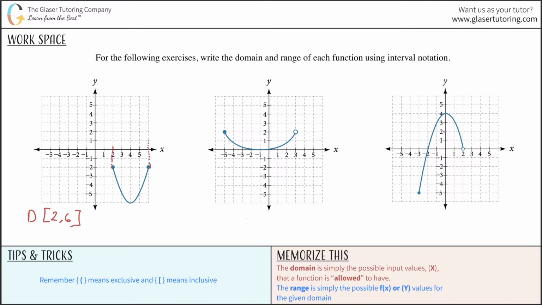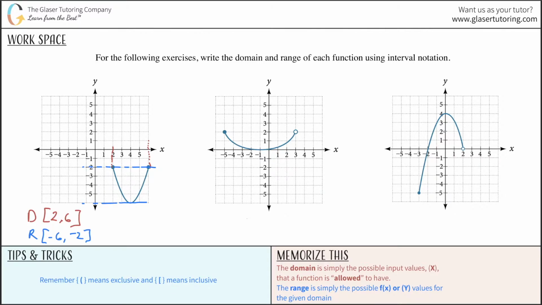And the range now is basically the same idea, but just in terms of y. So notice here that the y value can be at greatest -2 and at least -6. So the range will be inclusive of all the way from -6 to -2, right, with the brackets.